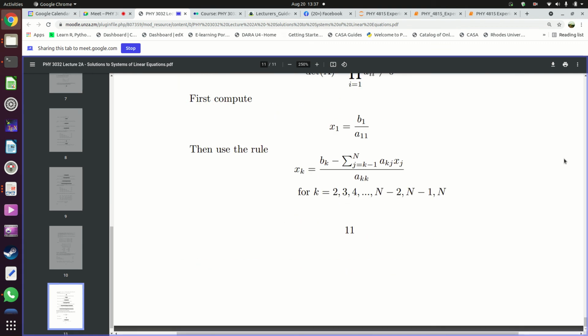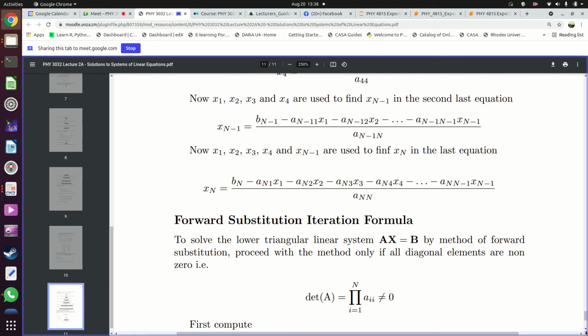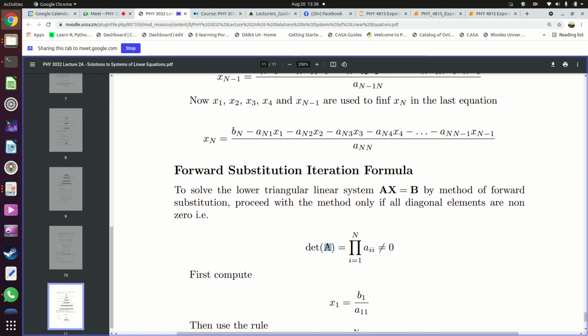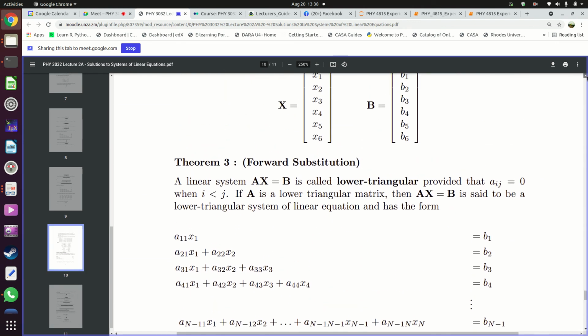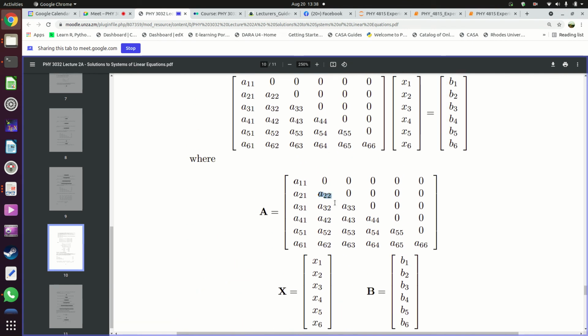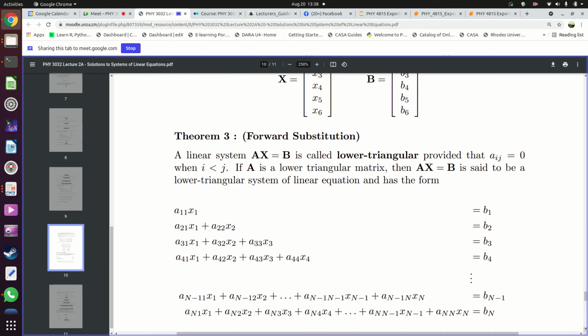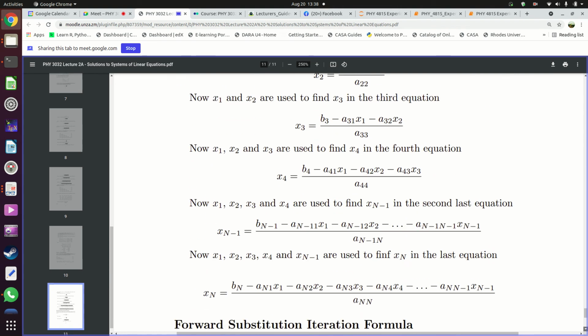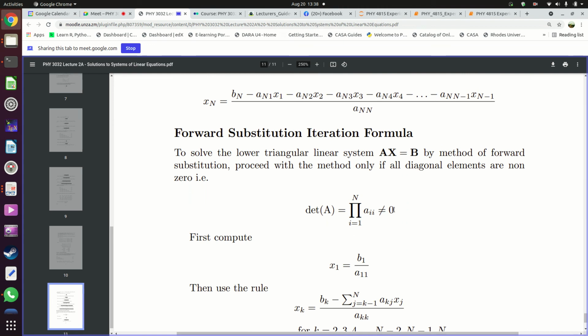Now, if you are going to do back substitution, you first need to work out the determinant of your matrix A, which is your matrix of coefficients. The determinant of that matrix, you simply work out by multiplying the diagonal elements. You multiply these: a11 times a22 times a33 times a44 times a55 times a66. When you multiply these, that's how you get the determinant of a triangular square matrix. If the determinant is not equal to 0, then that shows you that there is a unique solution for all these unknowns. However, if it turns out that the determinant is equal to 0, then you cannot work out any solution.